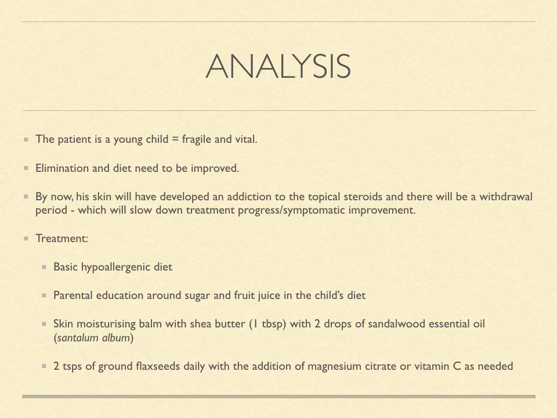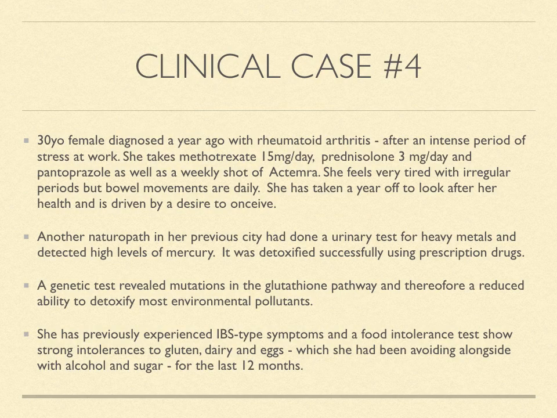This is our fourth and more complicated case again, a 30-year-old female. She's been diagnosed a year ago with rheumatoid arthritis, which is an autoimmune condition in which rheumatoid factor is elevated on the blood work. And that started happening after an intense period of stress at work. Unfortunately, she wasn't able to control the symptoms.